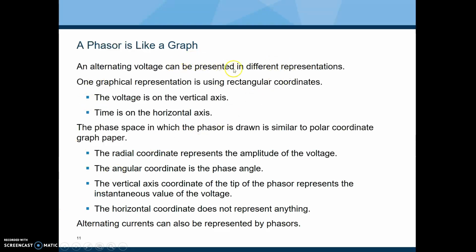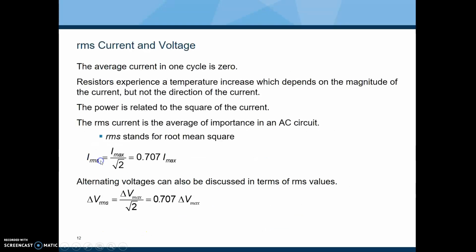An alternating voltage can be presented in different representations. One graphical representation uses rectangular coordinates, voltage on the vertical axis and time on the horizontal axis. The phasor space in which a phasor is drawn is similar to polar coordinate graph paper. The radial coordinate represents the amplitude of the voltage, the angular coordinate is the phase angle, and the vertical axis coordinate of the tip of the phasor represents the instantaneous value of the voltage. The horizontal coordinate does not represent anything. Alternating current can also be represented by phasors.